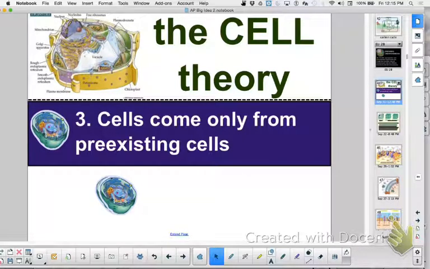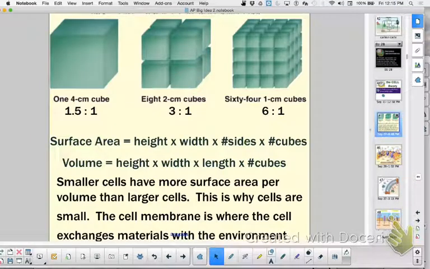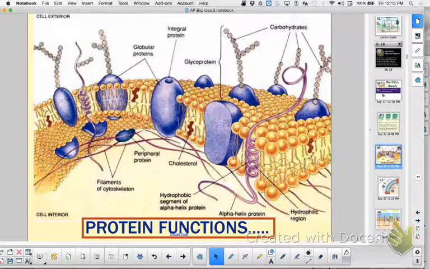If you want to have a cell work, cells must be very, very, very what? Small, so that you have a large surface area per volume, because all the interactions are going to be across that cell membrane. We then had a very long discussion about the protein functions on that cell membrane, on that barrier. But before I go any further, we talked about it being a phospholipid bilayer, right? Phospholipids with proteins interjected.